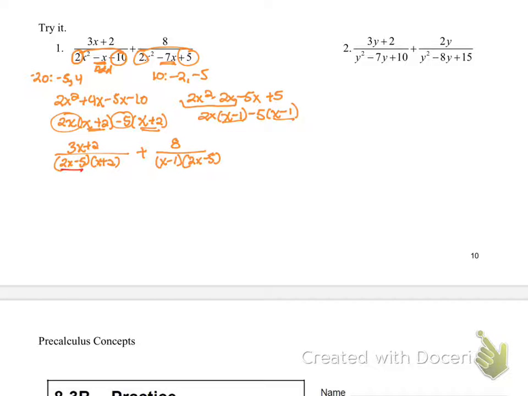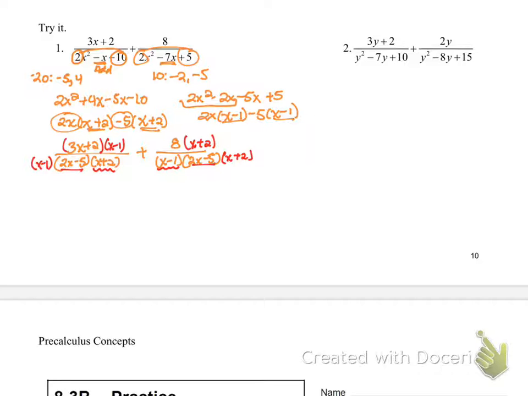Notice they both have a 2x minus 5, but this one has an x plus 2. The second one does not, which means you have to multiply the second fraction by x plus 2. The second one has an x minus 1. The first one does not. So multiply the first fraction by x minus 1.